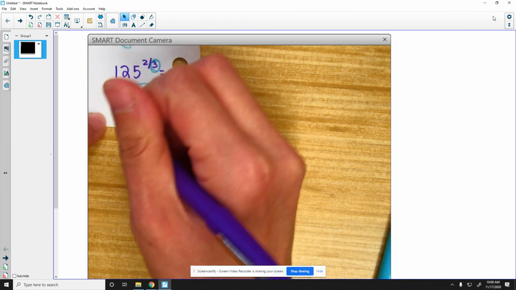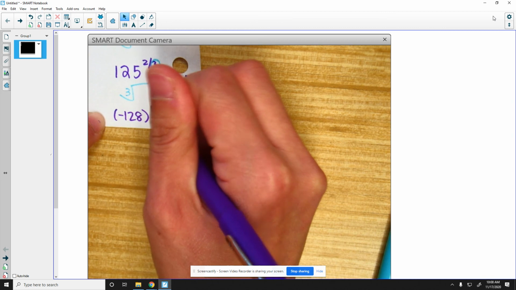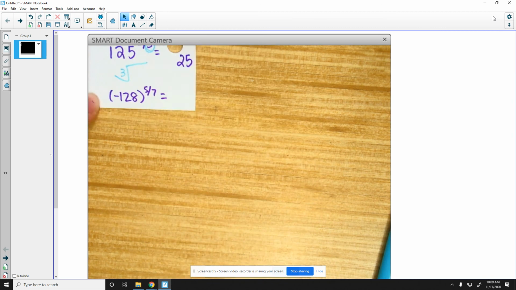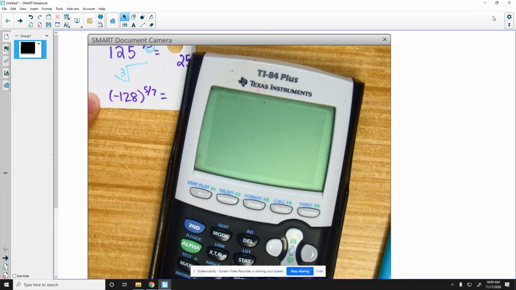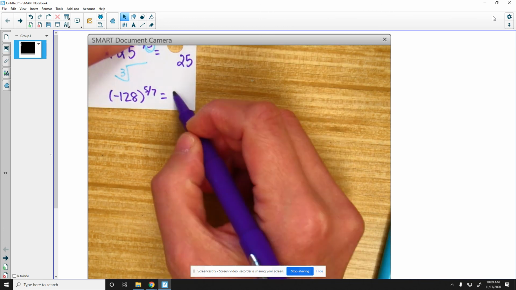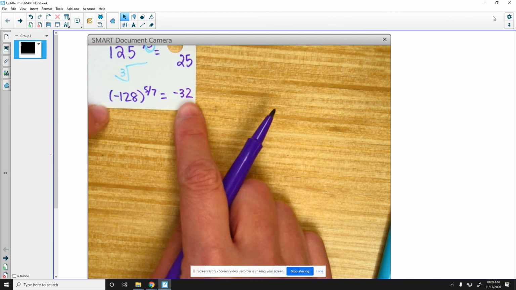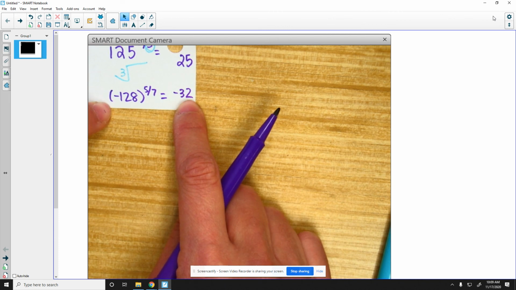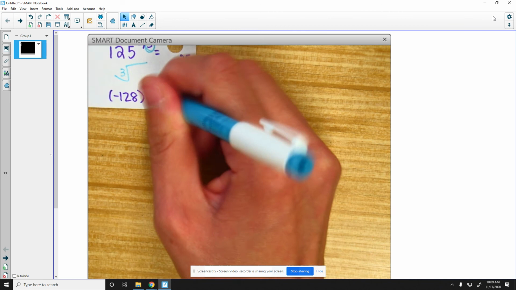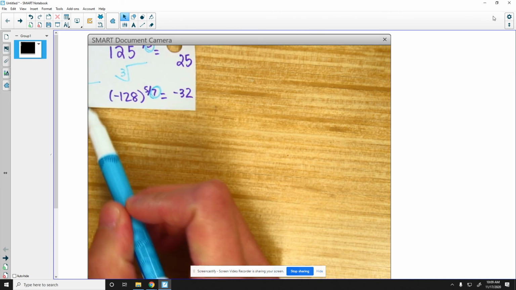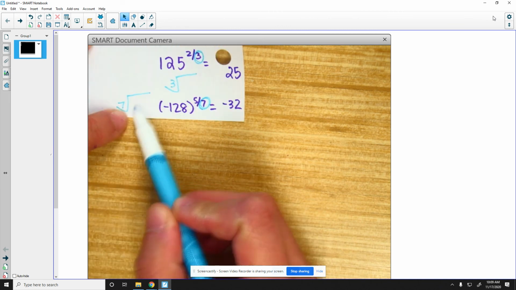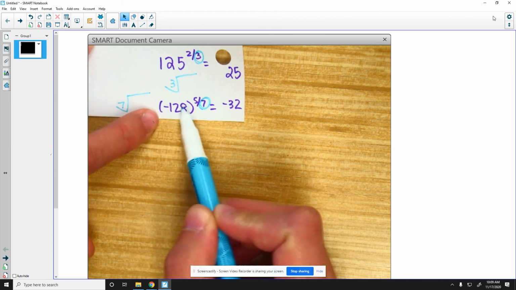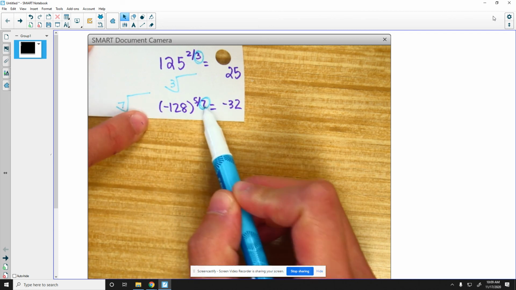Okay, what about this then? Negative 128 to the 5/7. Last one. So, parentheses, negative 128 to the power 5/7. My calculator tells me negative 32. So is it negative 32 or is it plus or minus 32? It's just negative, right? Because the denominator tells me it's a 7th root. I can't have 7 positive numbers to equal a negative 128. So you have to look at your denominator.